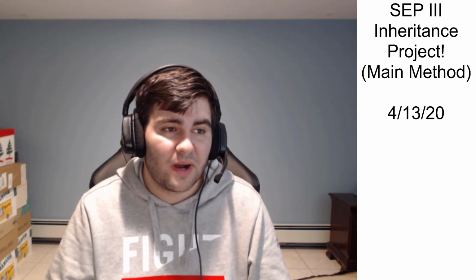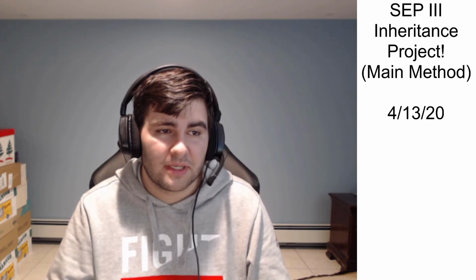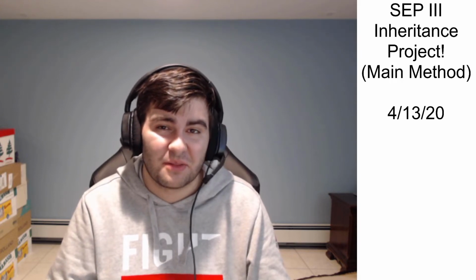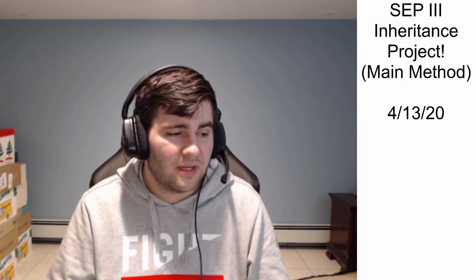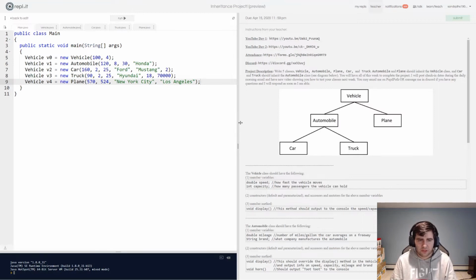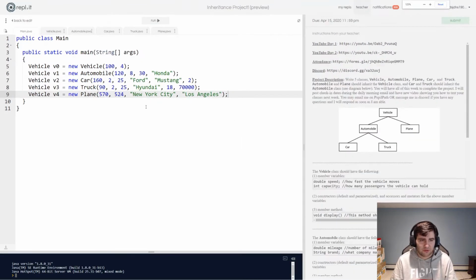All right, so I want to just give you a quick video on how to write a main method for your inheritance project so you can test out the methods that you've written. So here, you'll see that I have my five classes defined. I'm not going to show you what they say, but just give you a main method that you can use to test them out. First thing you're going to want to do is create 5 vehicles.